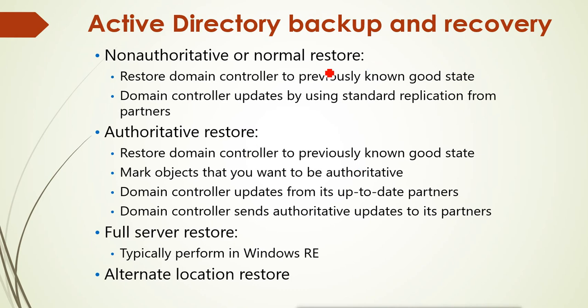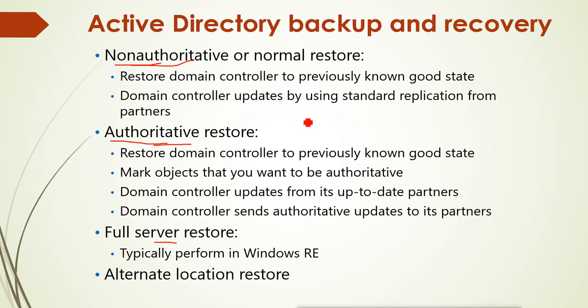Now when we try to restore the data, we have non-authoritative restores, normal restores, and also authoritative restores. We have full server restores, or alternate location restores also. When we restore Active Directory data, there is an option called non-authoritative and authoritative restore. A non-authoritative restore returns the domain controller to the previously known good state, and the domain controller updates by using standard replication from partners.